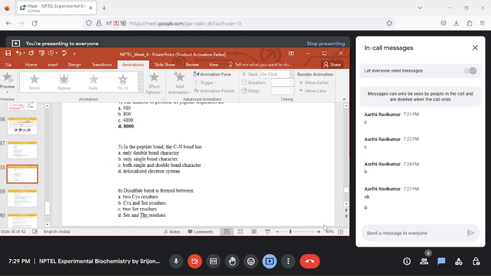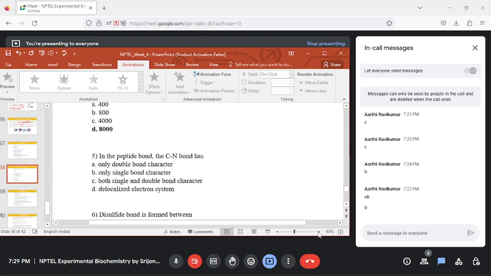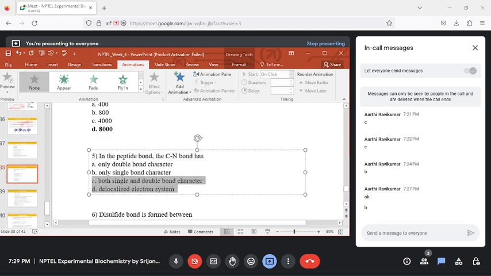So here the correct option would be both your C and your D. Both would be correct because it has both single bond and double bond character, as well as delocalization of the electron system taking place.